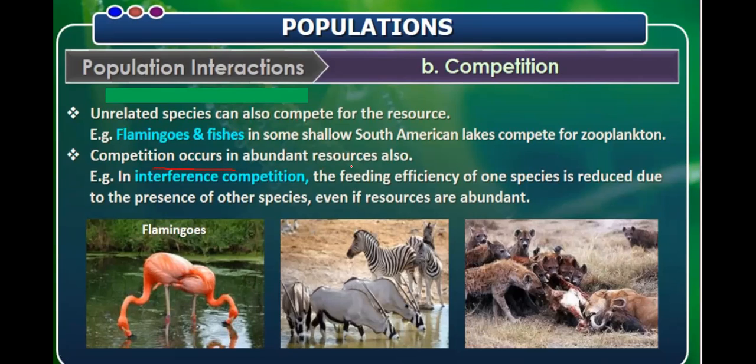Competition occurs in abundant resources also. Example, in interference competition, the feeding efficiency of one species is reduced due to the presence of the other species, even if resources are abundant.